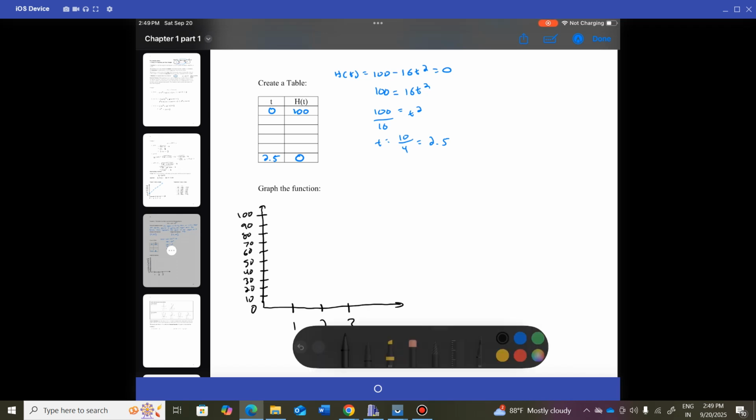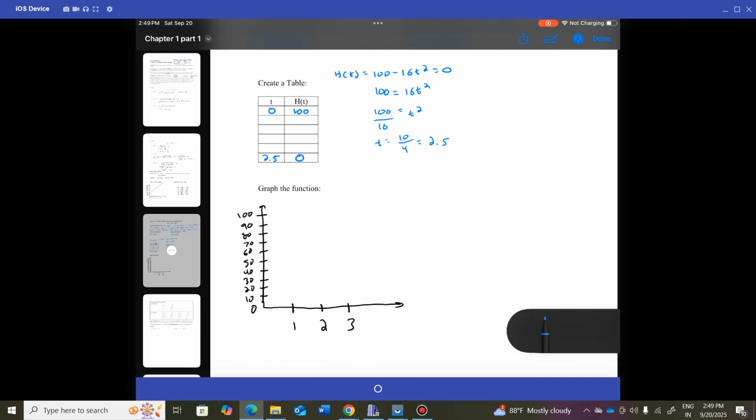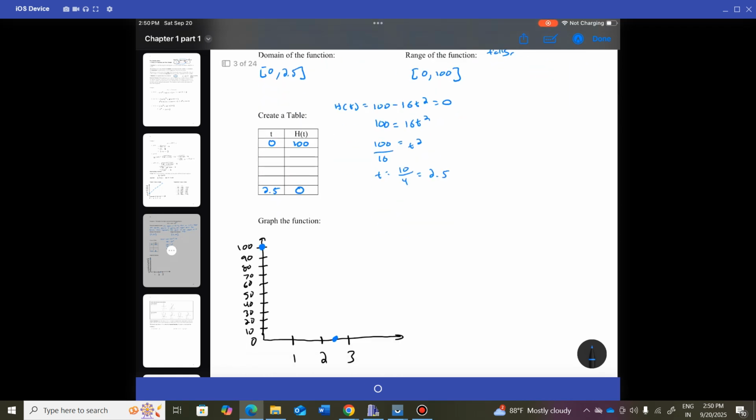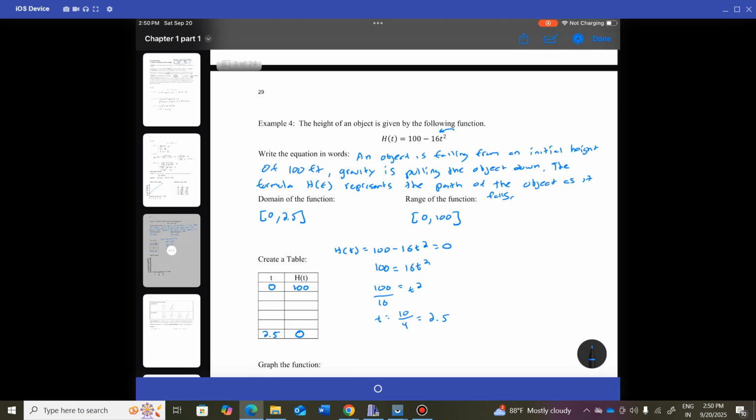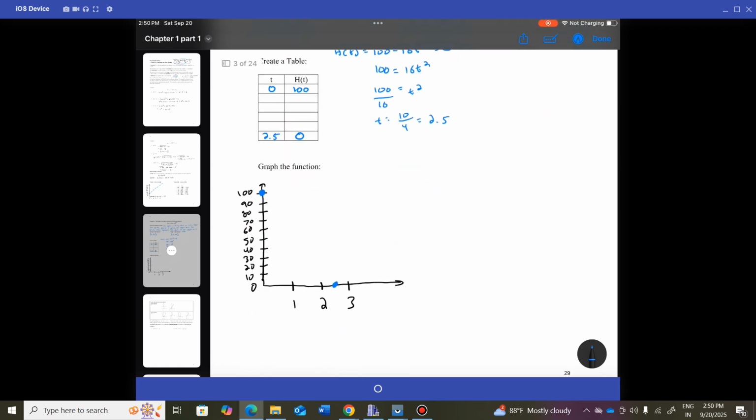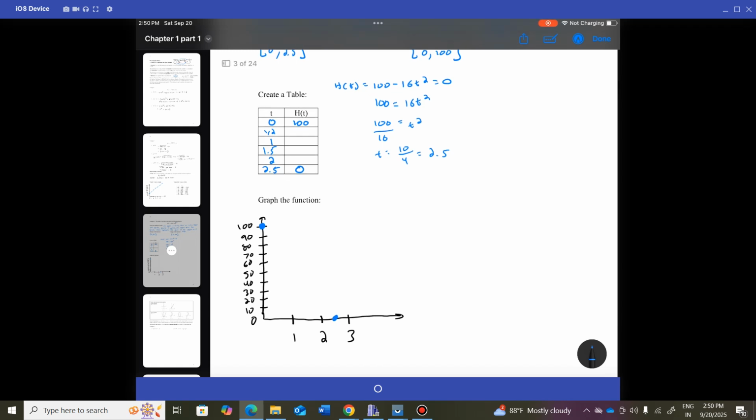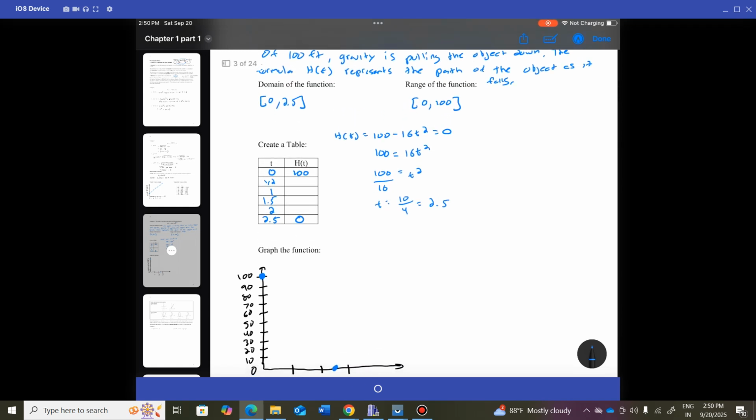Okay, so now we can graph some points. First point is 0, 100. Last point is 2.5, 0. Right now, it's not going to be a straight line. That's why we've got to graph some other points here. All right, and so we want to pick points in between 0 and 2.5. So obviously we're going to pick 1 and 2. You can also pick 1/2 and 1.5.